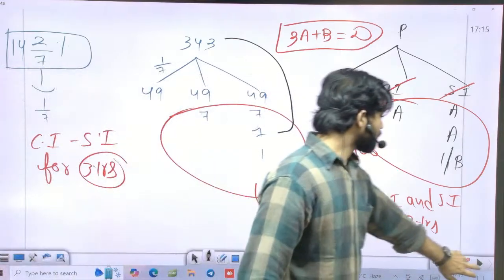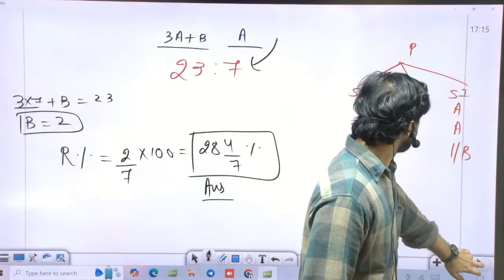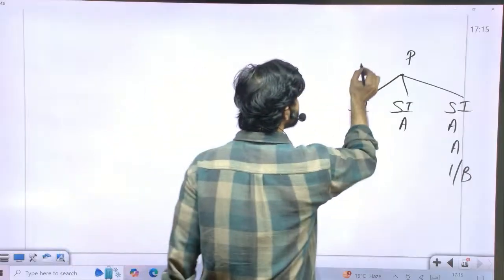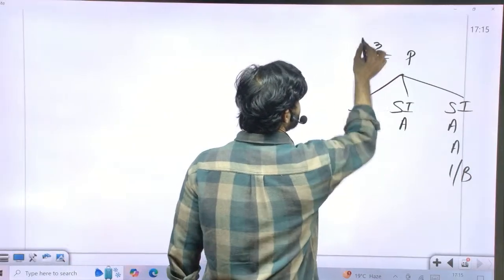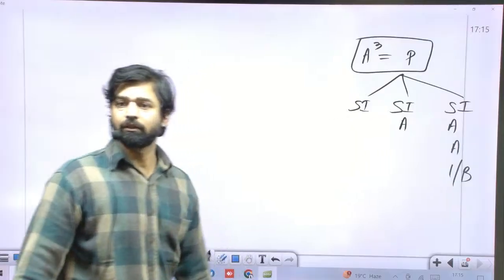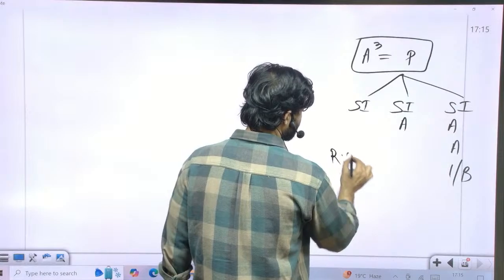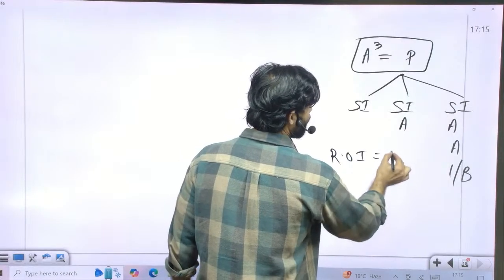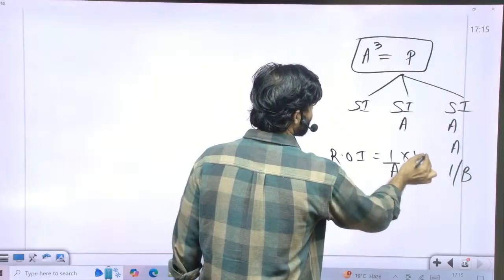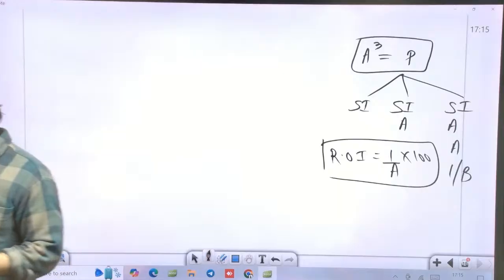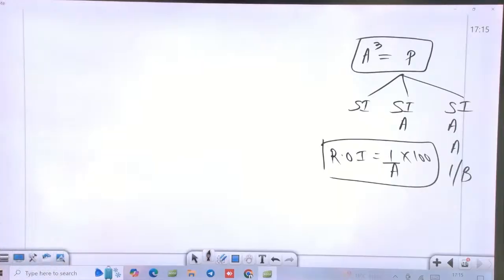Okay, let's come to the question. From here we can derive one thing, that this P is nothing but A cube. And what is the rate of interest? The rate of interest is again 1 by A into 100, or in some cases B by A into 100. It depends whether we have B or A. It depends on the question. Okay, so let's understand the question. The question is very simple.